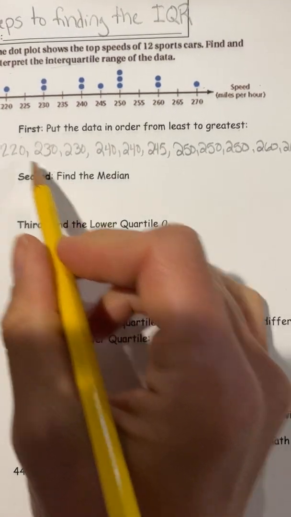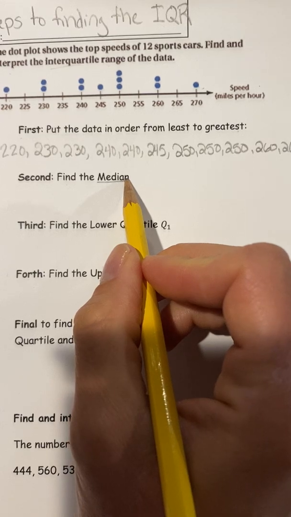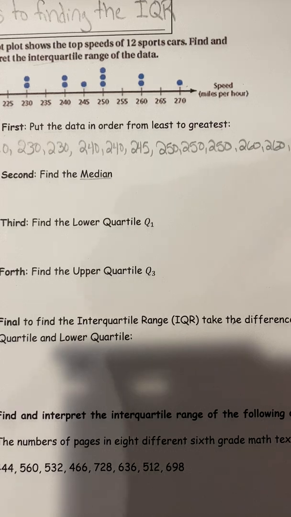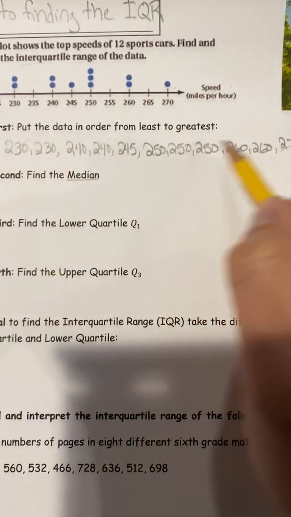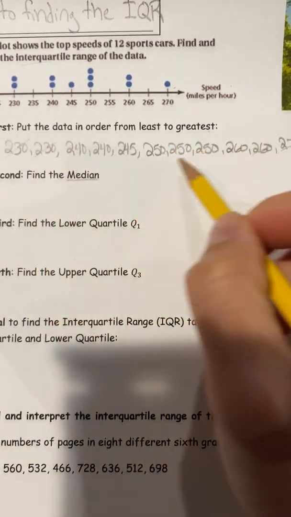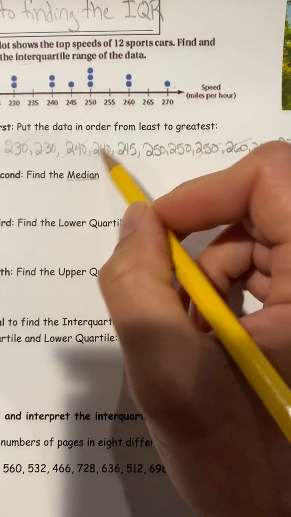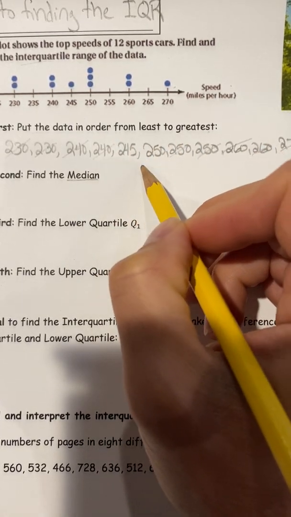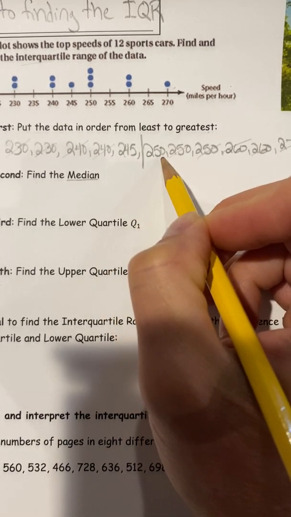So after I put my data set in order from least to greatest, I want to find the median. From last week, remember the median is that middle number. So when I find the median, I want to cross out. 220 goes with 270, 230 goes with 260, 230 goes with 260, 240 goes with 250, 240 goes with 250, and now my median is right here in between 245 and 250.